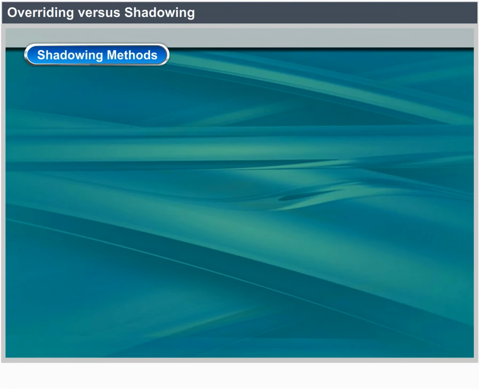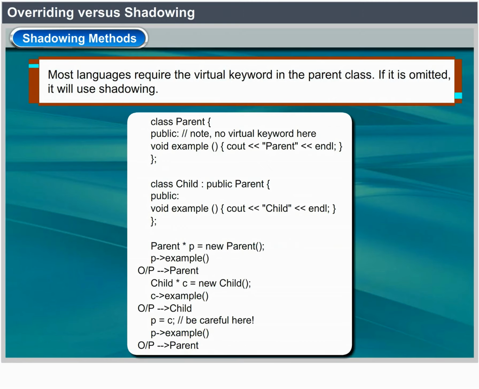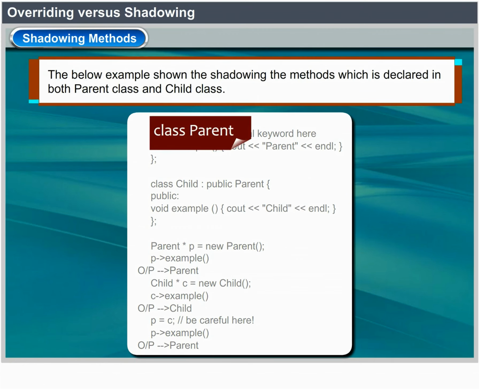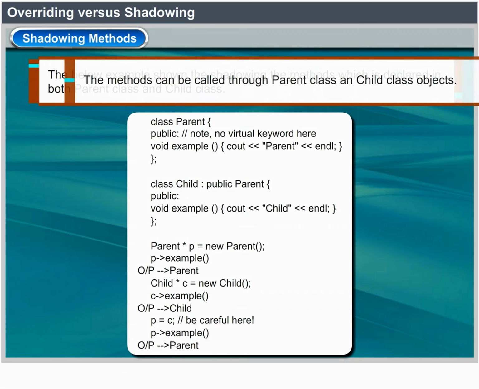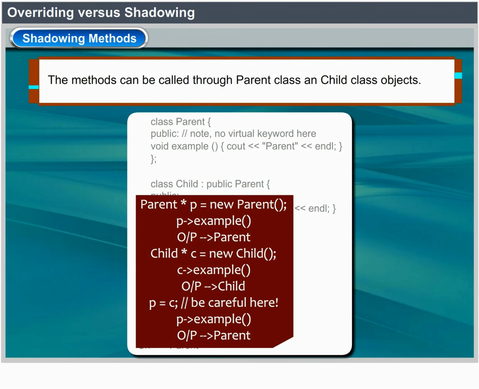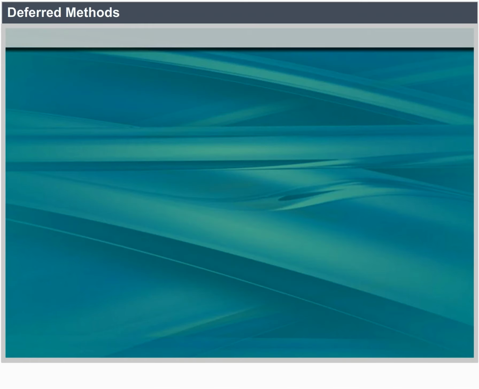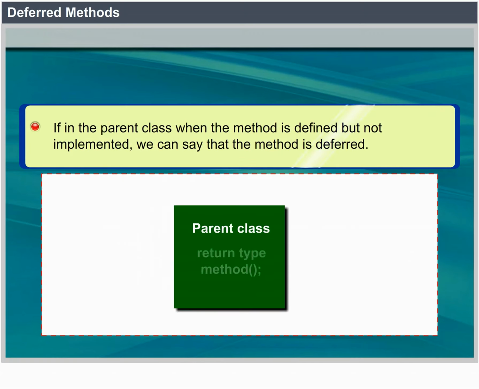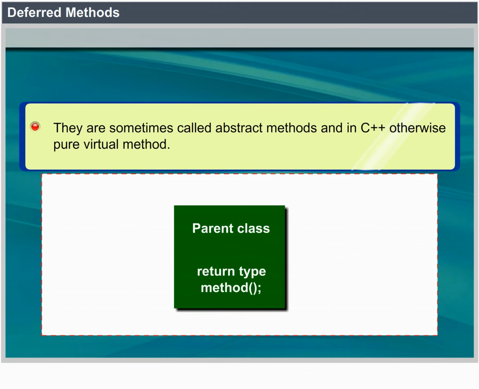Shadowing methods. Most languages require the virtual keyword in the parent class. If it is omitted, it will use shadowing. The below example shows the shadowing of methods which are declared in both the parent class and the child class. Methods can be called through the parent class and child class object. Deferred methods. If in the parent class the method is defined but not implemented, we say that the method is deferred. They are sometimes called abstract methods, and in C++ pure virtual methods.